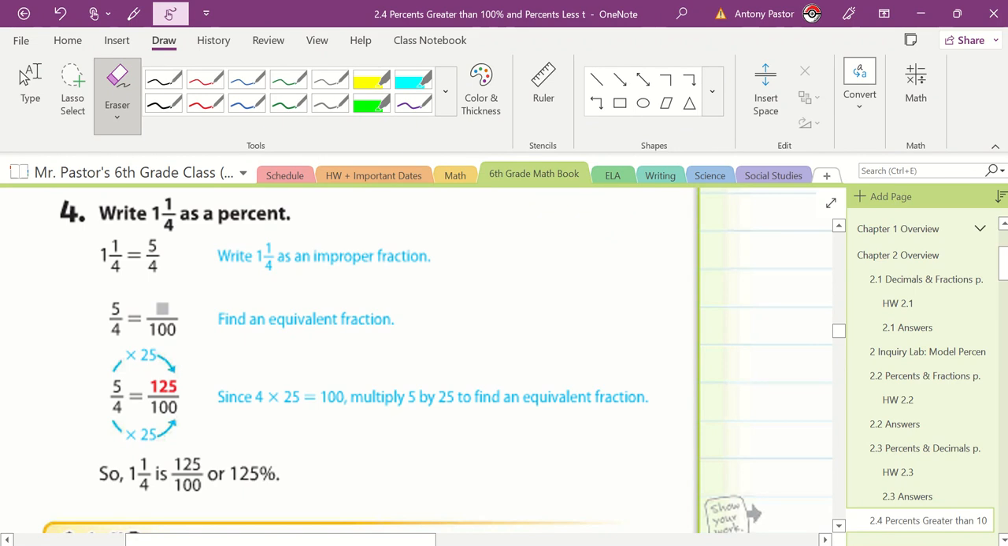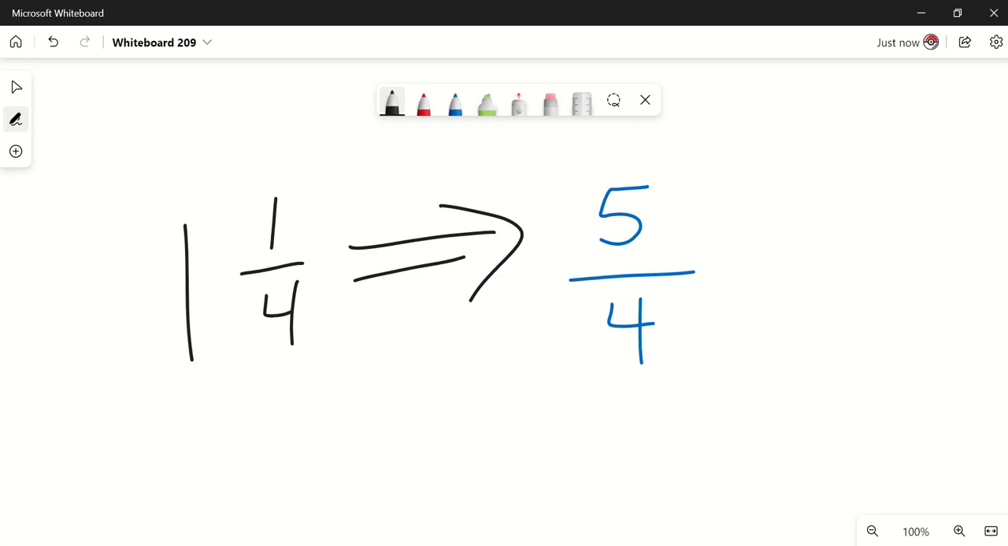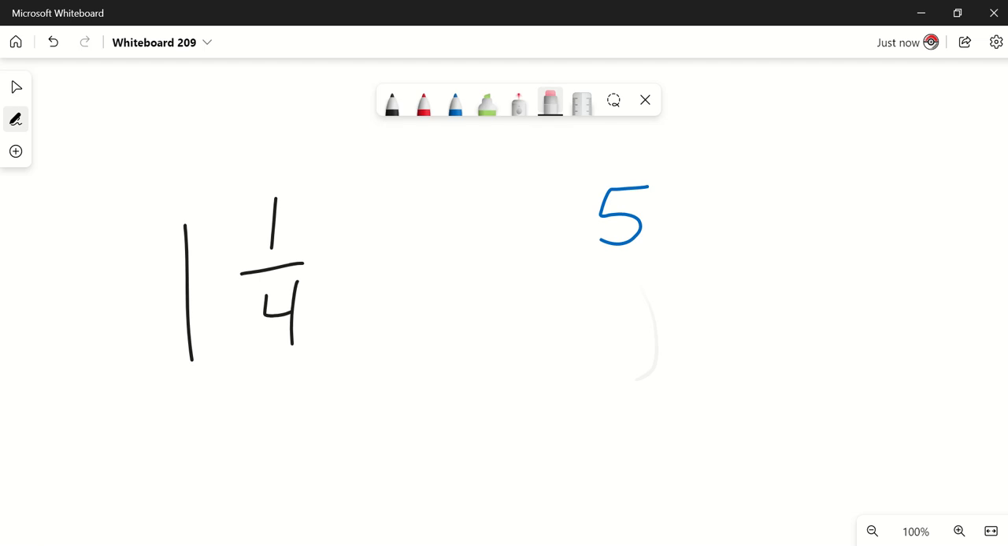The book now wants us to do the following, which is very confusing, in my opinion. They want the 5 over 4 to have a denominator of 100. In order to convert 4 to 100, you need to multiply by 25, which means you're going to multiply the 5 by 25 as well, which would give you 125 over 100, which is the same thing as 125%. That was a lot.